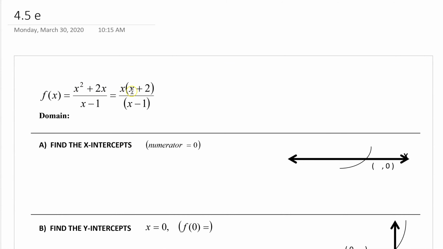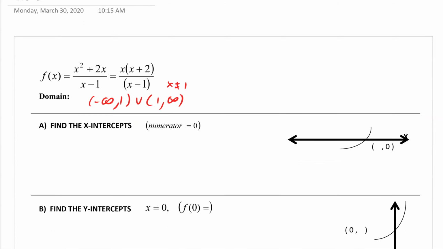So we factor this out. Nothing cancels, so our only domain issue is x. Let's put that in red. X cannot be 1. So that means we go from negative infinity to 1 and 1 to infinity. That is our domain.